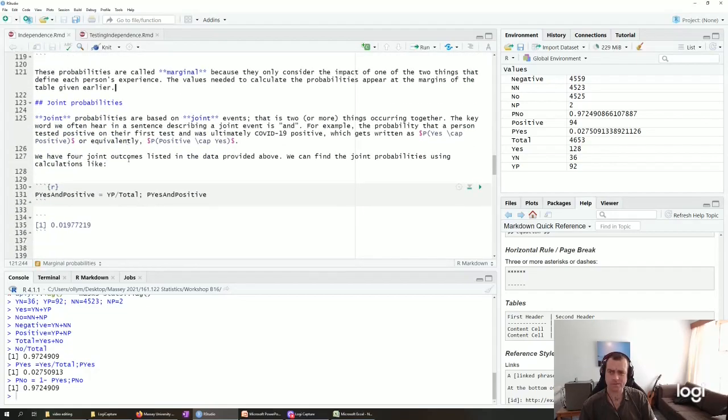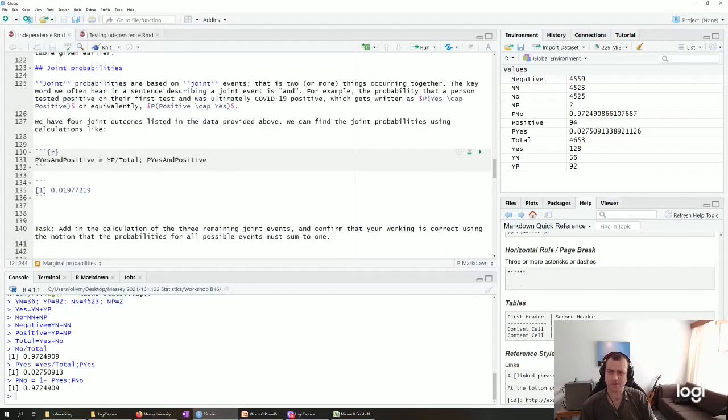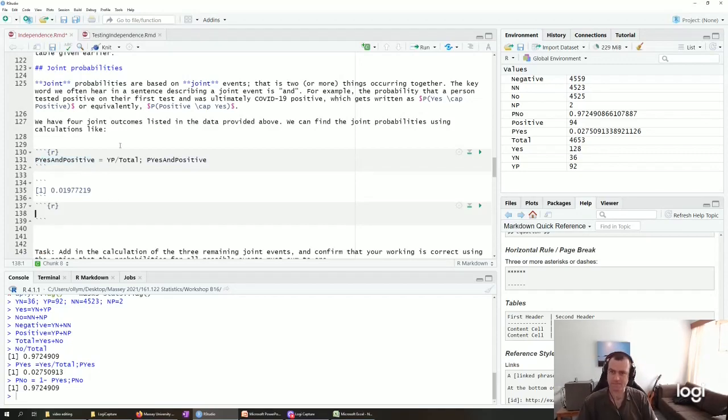What about a joint probability? They've got what is the probability of yes and positive here, but I'm going to try to invert that and do what is the probability of no and negative. Another way this question could be worded would be, what is the probability that a randomly selected person both tested positive and did have the virus? But I'm going to ask, what is the probability that the randomly selected person did not have the virus and tested negative?